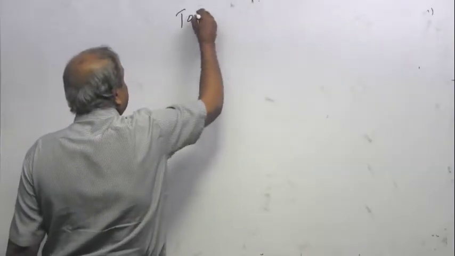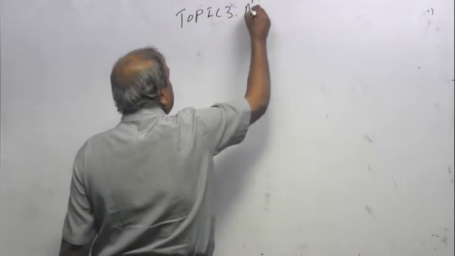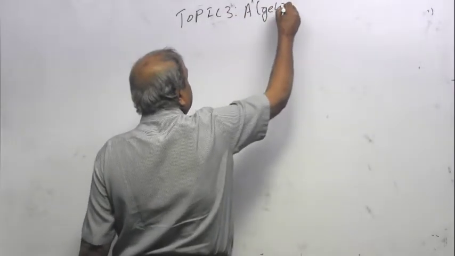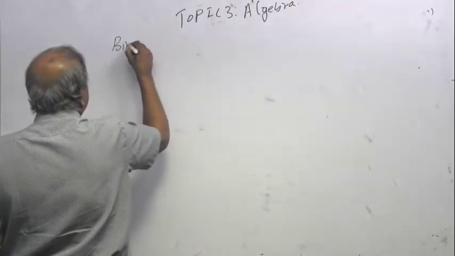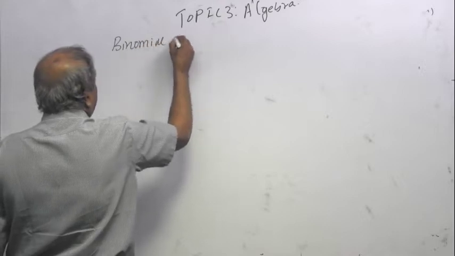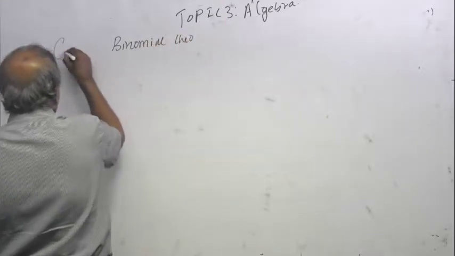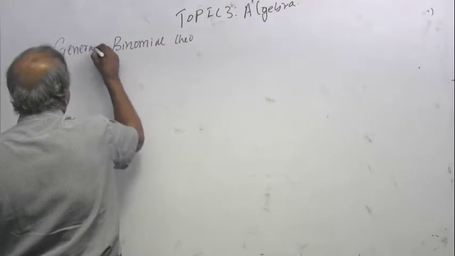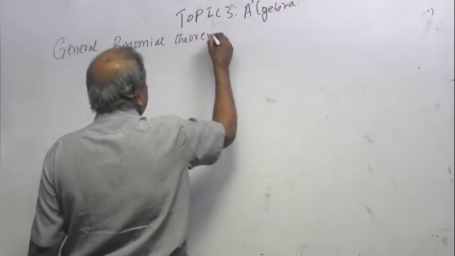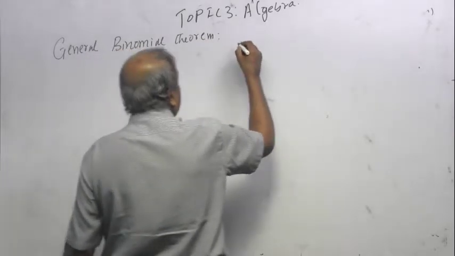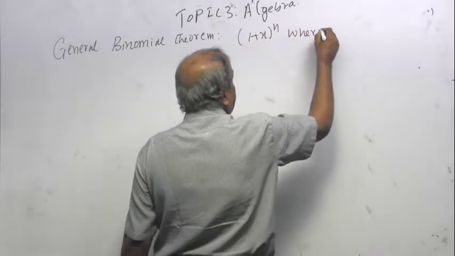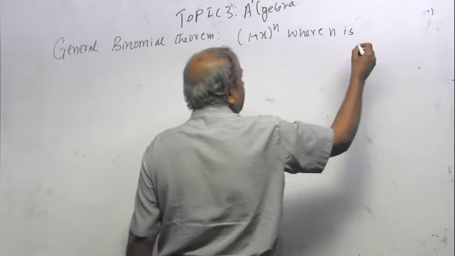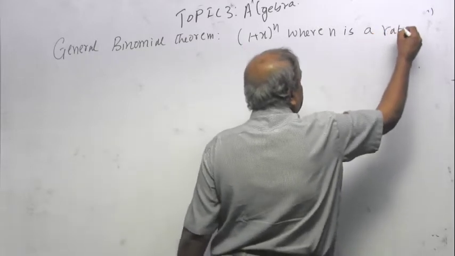So let's come back. We're still in topic 3, which is algebra. And we're now doing the binomial series or binomial theorem. Normally they say general binomial theorem. All the formula books will have that: expansion of (1 + x) power n, where n is a rational number.